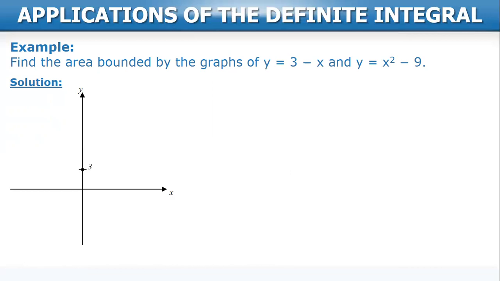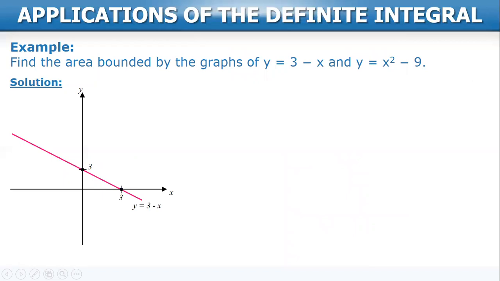So for this one, x is 0, y equals 3. Now, when y is 0, 0 equals 3 minus x, therefore x equals 3. The drawing is not to scale. So with these 2 points, you connect the 2 points and you now have a line. Okay? And the equation is y equal to 3 minus x.